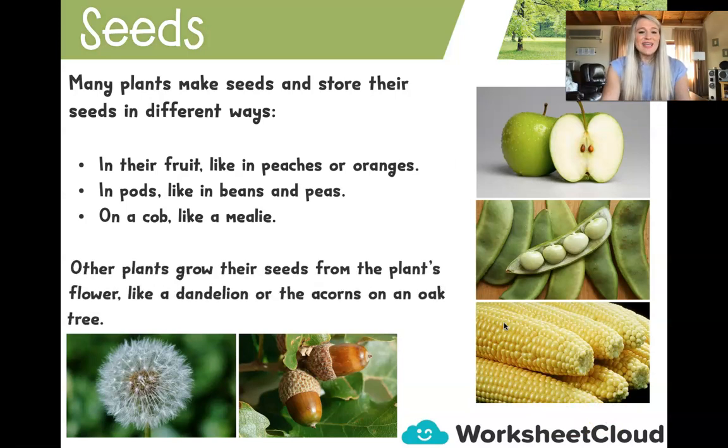Then other plants grow their seeds from the plant's flower, such as a dandelion or the acorns of an oak tree. So in this picture over here at the bottom, you can see a dandelion. Now, this brings back memories when I was little, and I used to love finding dandelions, and I used to pick a dandelion.